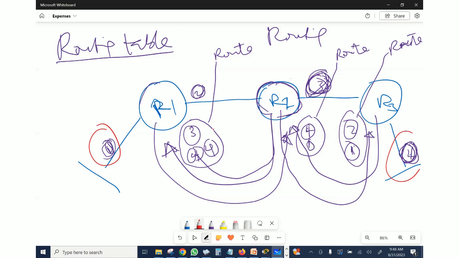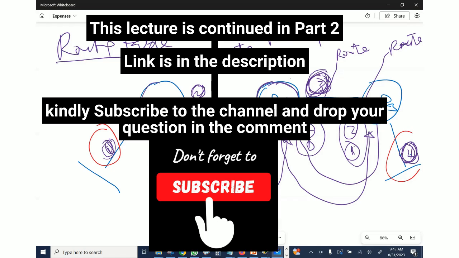So in the next class, I will show you three ways by which we can configure routing.